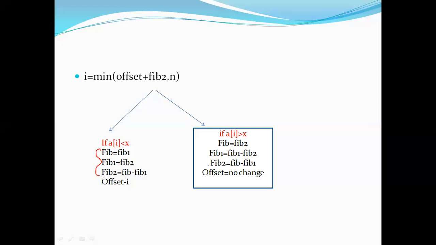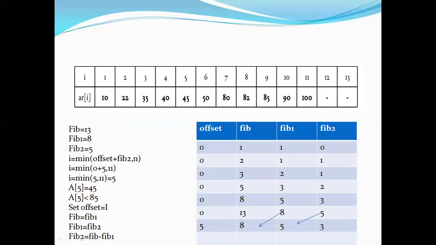So here, let me explain the first value. We'll come to this slide again. Here the values have been fixed. Fib is equal to 13, I already told fib1 is 8, fib2 is 5. So calculate the I value, that is equal to minimum of offset and fib2. Offset was 0, and fib2 is equal to 5, so offset plus 5 comma, what is the value of n? 11. So what is the minimum value between these two? 0 plus 5 comma 11, minimum value is equal to 5. So here we got I value is equal to 5.